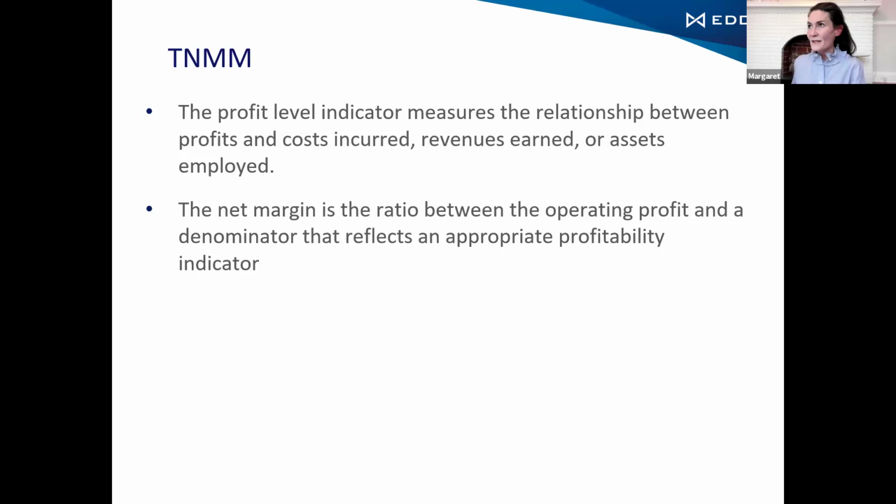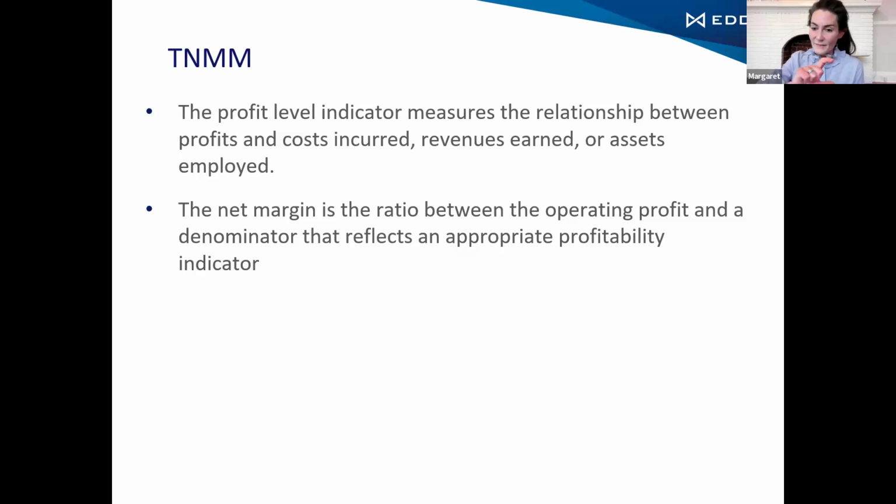And one of the things with this method, other than picking the tested party, is that you also have to pick the PLI, or the profit level indicator. That's the ratio that you're going to use in your analysis. For the other methods, you're told what PLI there is. There's no choice because there's just the one. But for the TNMM, there is a choice.